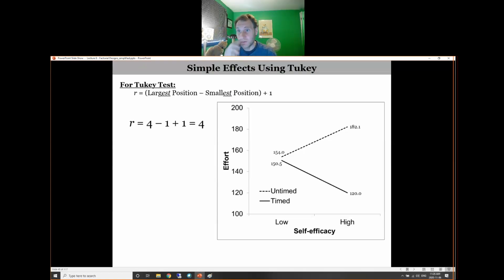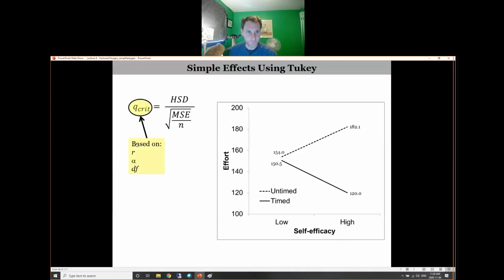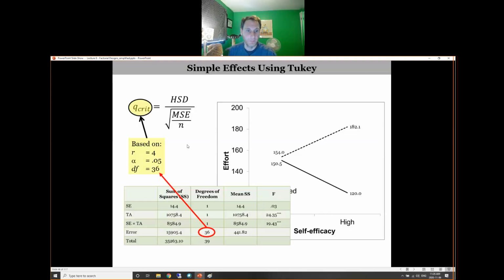We could do the same thing with Newman-Keuls. I won't walk us through it, where we would compute a different r for each comparison we sought to make. So what is q critical? Based on our r, our alpha, and our degrees of freedom. Our alpha is, in this case, 0.05, excuse me. Our r is 4, as we just found. And our degrees of freedom, again, 36, taken from that omnibus test, because we are using our mean squared error as our estimate of population variance.